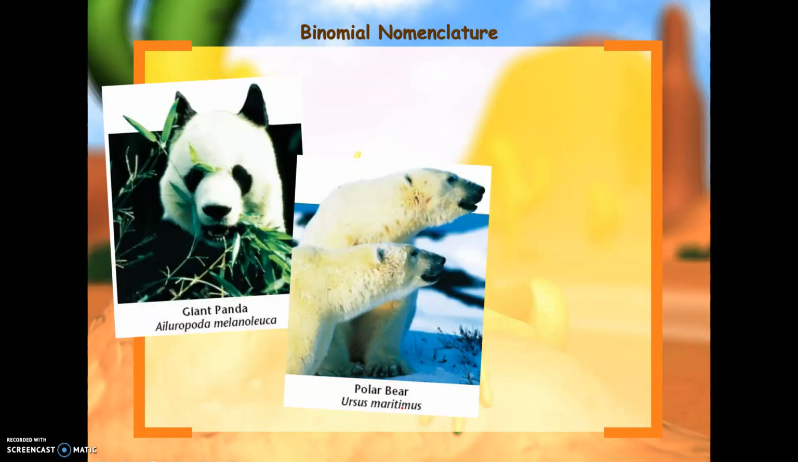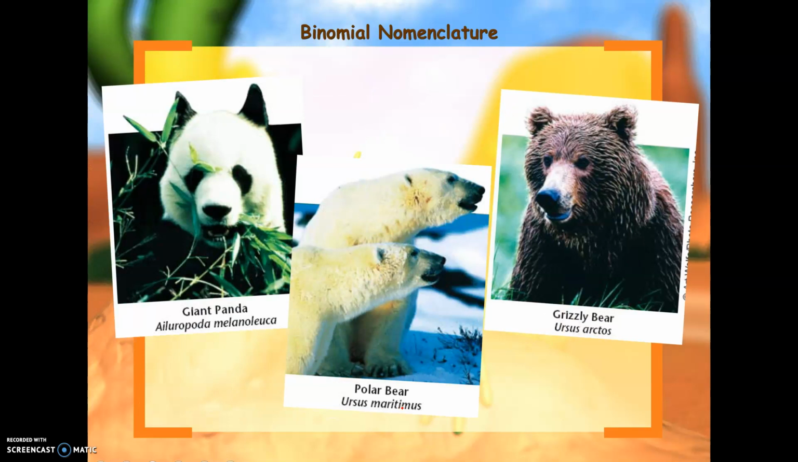Here's another example. So here are 3 bears, so to speak. And you might be asked, which are most closely related? Well, if you look at their scientific names, if they're in the same genus, then they would be more closely related to each other. So Ursus maritimus, which is our polar bear, and Ursus arctos, which is the grizzly bear, would be more closely related, and they're actually more closely evolutionarily related as well.